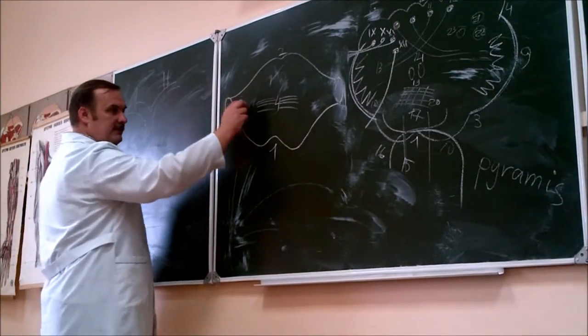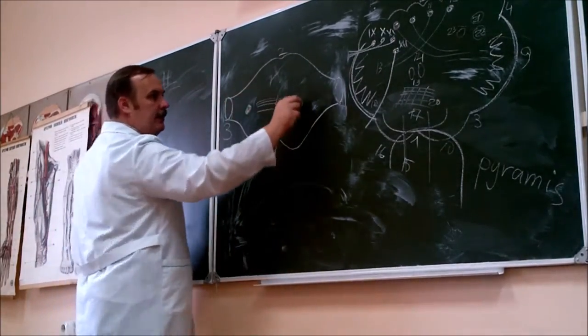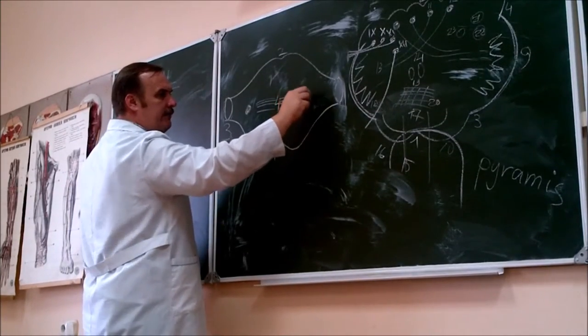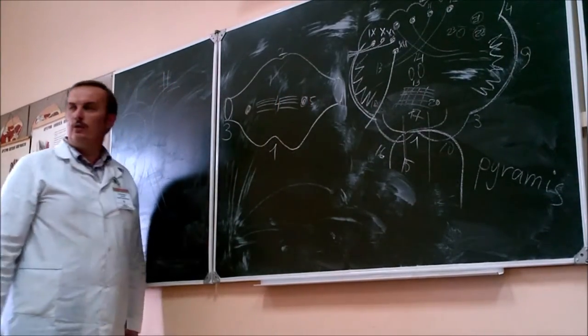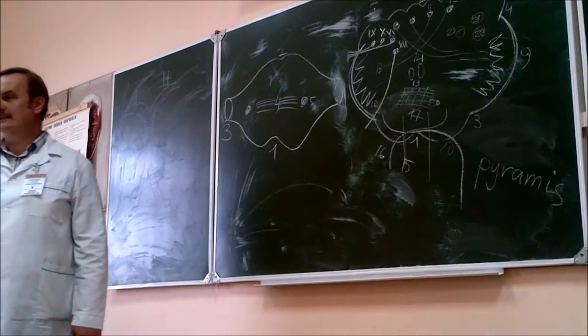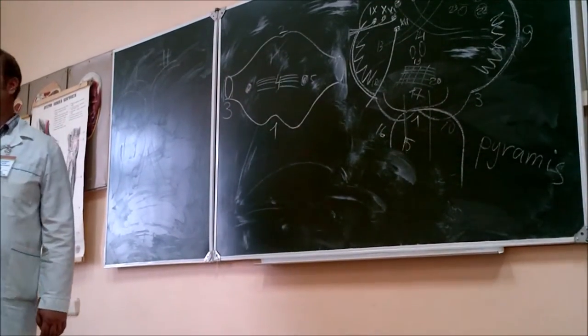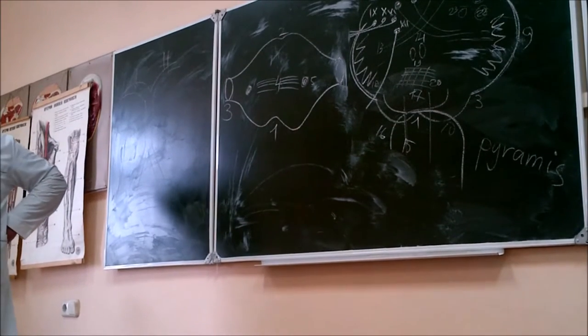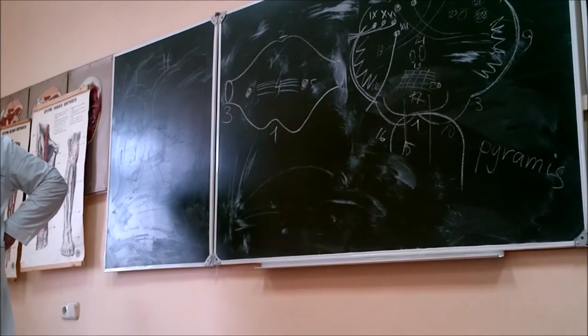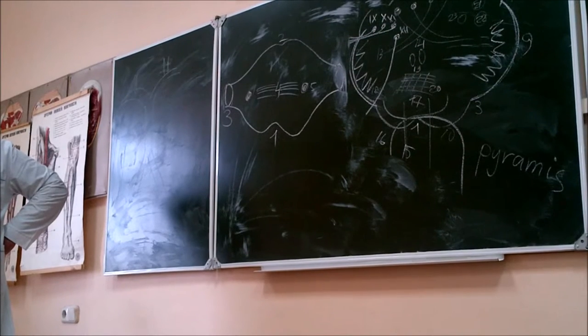And laterally from the trapezoid body, here and here, number five: nucleus dorsalis corporis trapezoidi, the dorsal nucleus of the trapezoid body.